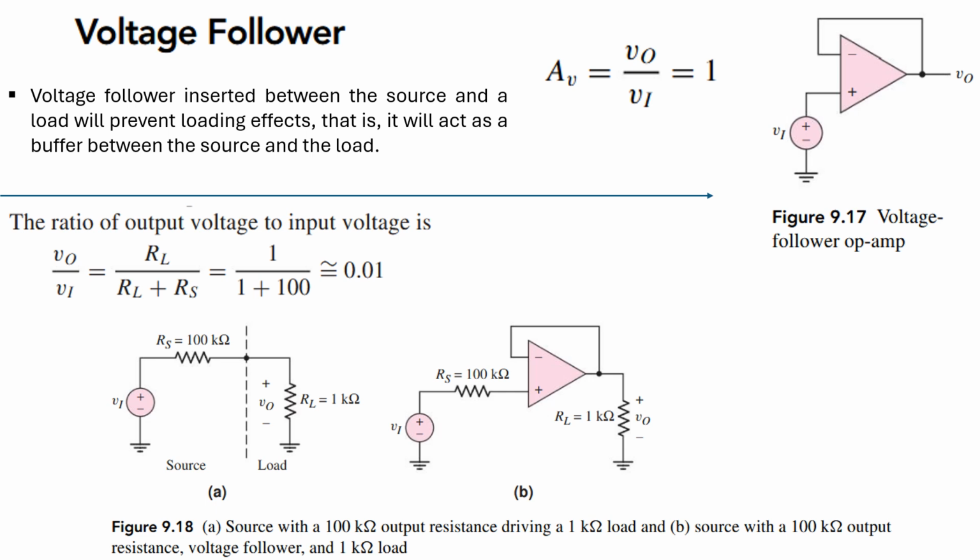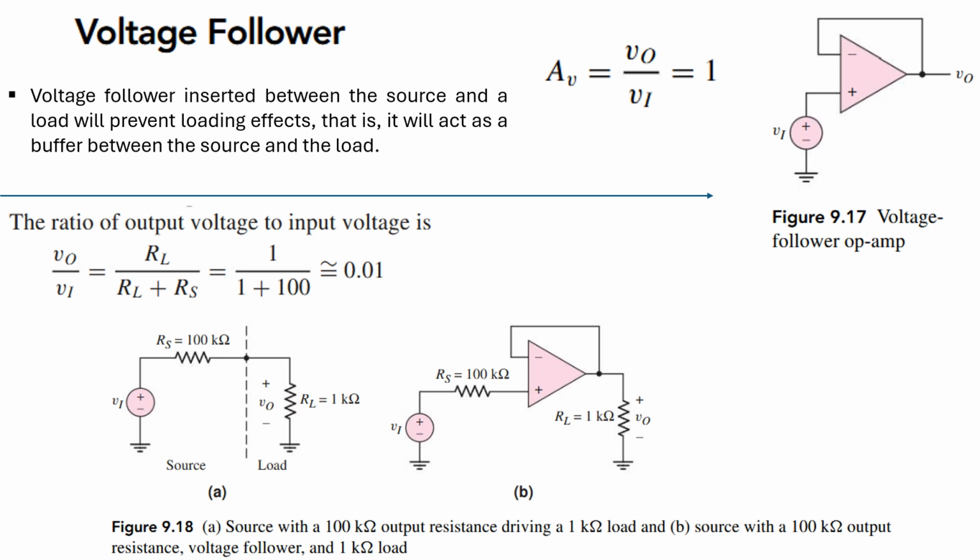Voltage follower will have the gain equal to 1, V out will be equal to V1, but still this is being used primarily as a voltage follower inserted between the source and the load, to prevent the loading effects. So the primary job is to prevent it. That is, it will act as a buffer in between the source and the load.